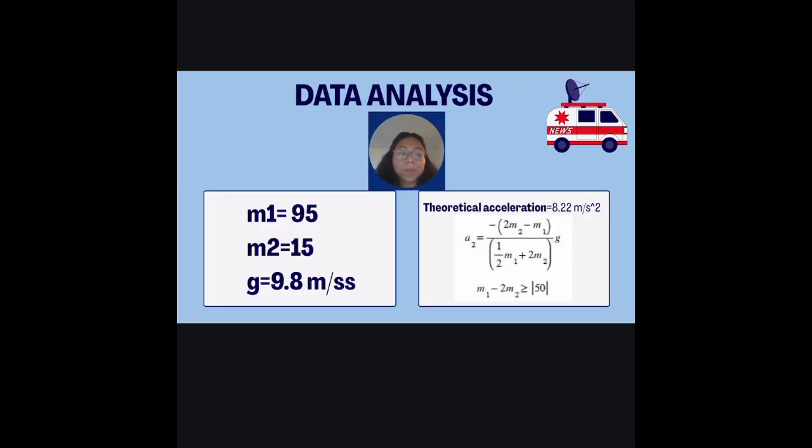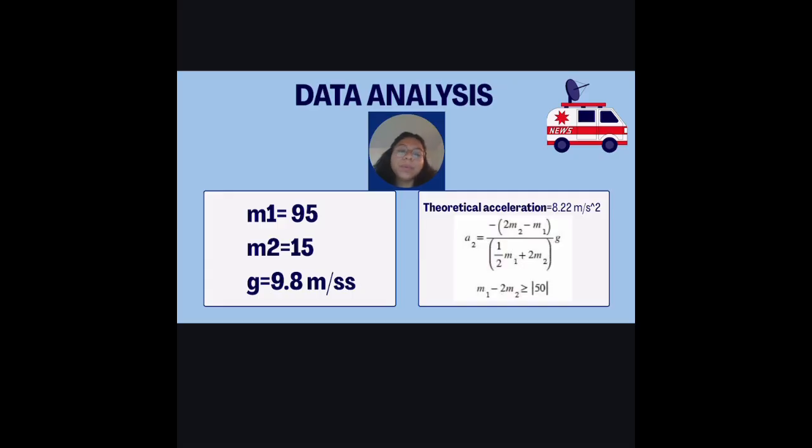We used the formula a2 equals (m1 minus 2 m2) over (m1 plus 4 m2) times gravity. So using that formula, we found our theoretical acceleration of 8.22 meters per second squared. And then to minimize the error caused by friction and other factors, the inequality between them had to be more than 50 grams. So M1 minus 2 times M2 has to be greater than 50, and it was a 65.